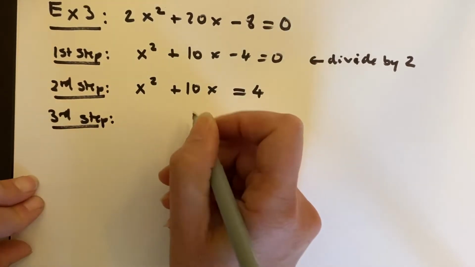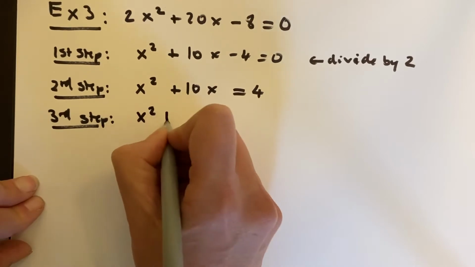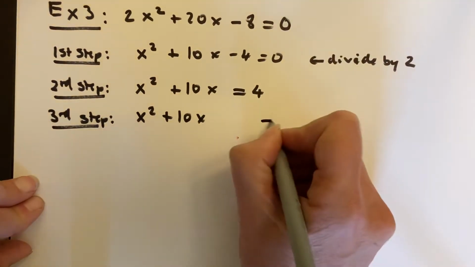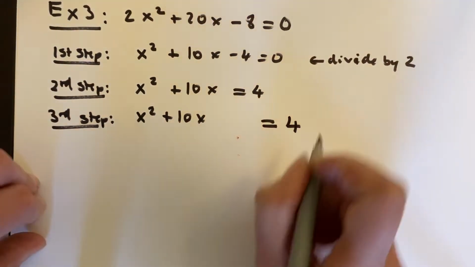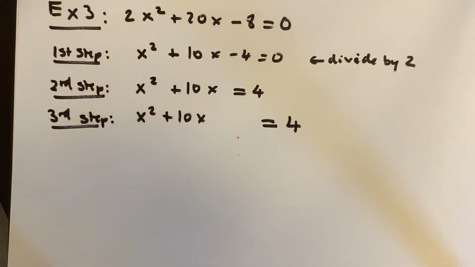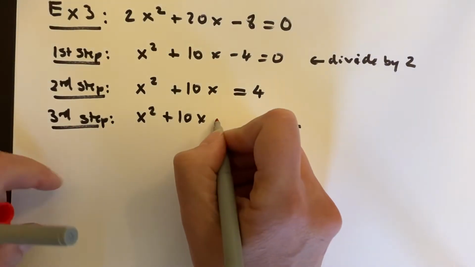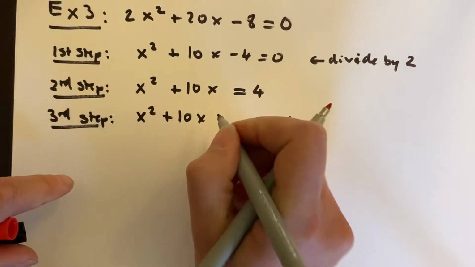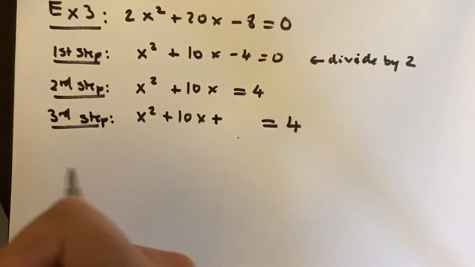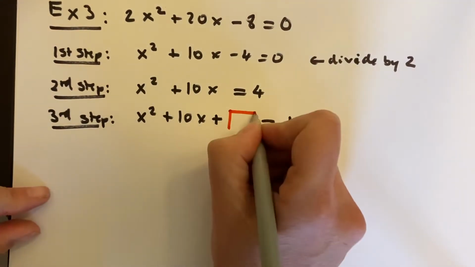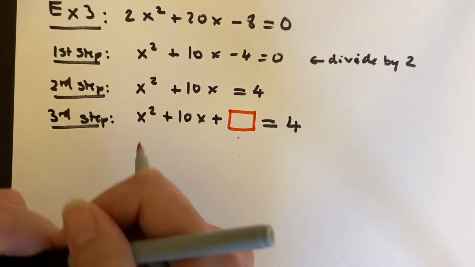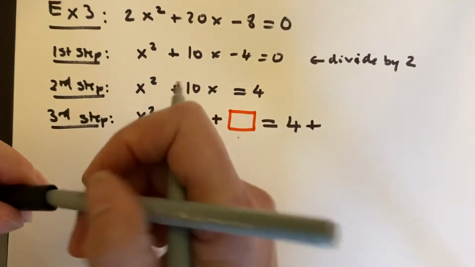My third step is to do exactly what I did before. X squared plus 10x, and I'm going to leave some space because I need to leave the room for the blanks. Actually, let me put the plus in black that I have to add here. And whatever I add to this side, remember I have to add to the other side.